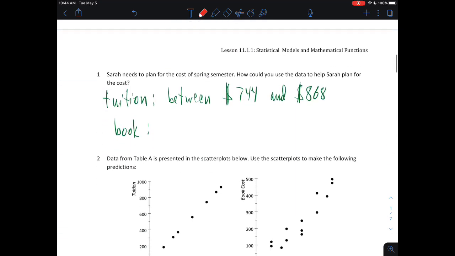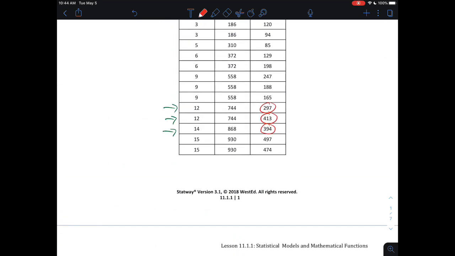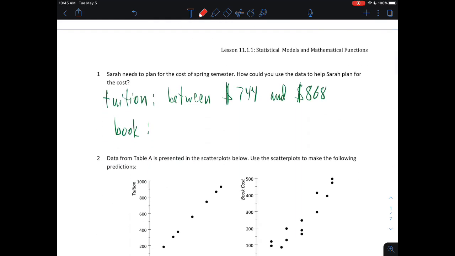So we could estimate, maybe we could notice that 297 is close to 300, 413 is close to 400, 394 is close to 400, so maybe somewhere between $300 and $400. We're a little bit less certain about that estimate than tuition, though. And that is going to be the sort of point of this whole lesson. So maybe the book estimate is between 300 and 400.